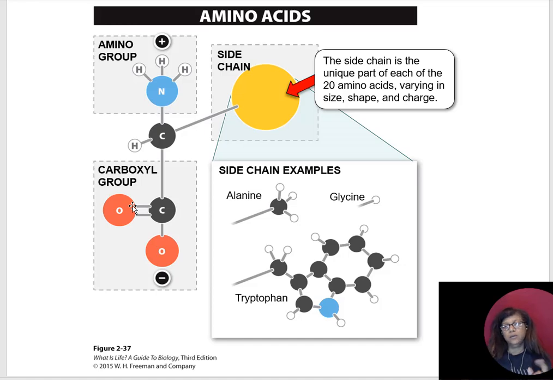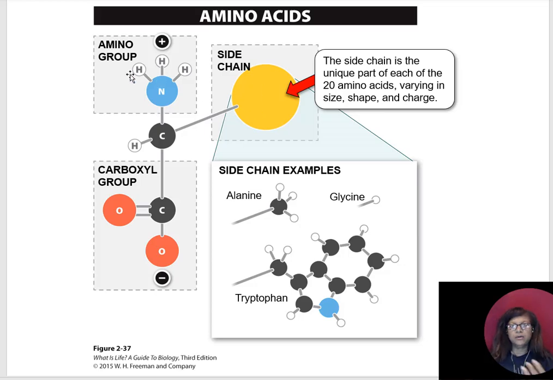What's different and what makes different amino acids is what's in this side chain. So for example, if I were to attach in this side chain this molecule here, which is a carbon and 1, 2, 3 hydrogens, I attach this carbon and 3 hydrogens onto this side chain, and suddenly I've made alanine. Or if I were to stick as this side chain 1 hydrogen, now I've made glycine. Change the side chain to this molecule here, and I've made tryptophan, right?